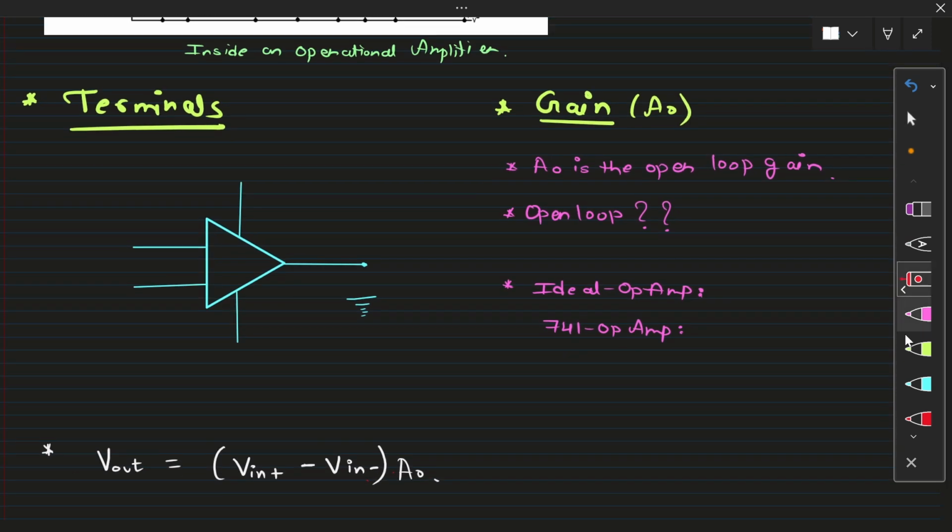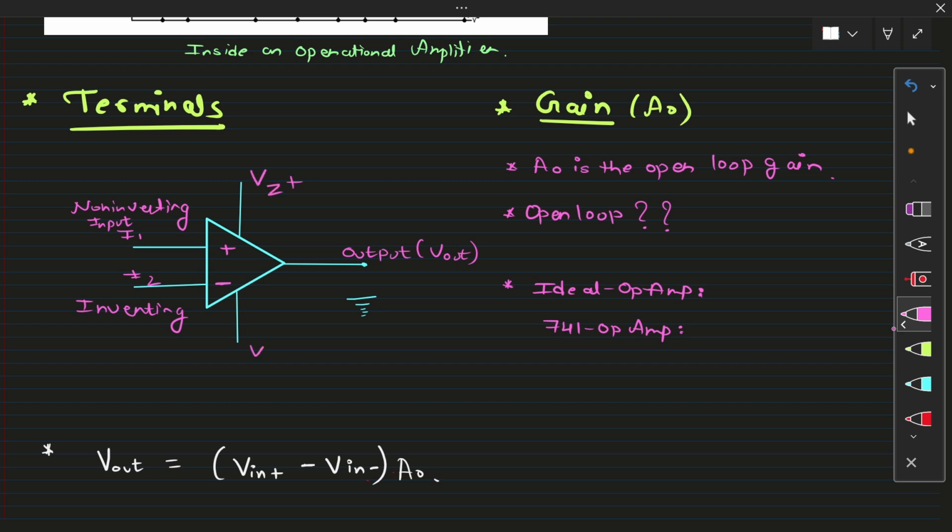Let's see what terminals we have in an operational amplifier. Here we have mainly three terminals. As I mentioned, this is input one. This input one is called non-inverting, and it is denoted as plus. The input two is the inverting input, and it is denoted as minus. And here you get the output. Let's say the output is V output, which is measured with respect to ground, and these two terminals denote the power supply given to the operational amplifier, that is Vcc plus and Vcc minus.